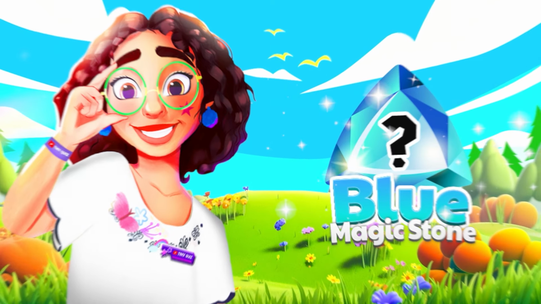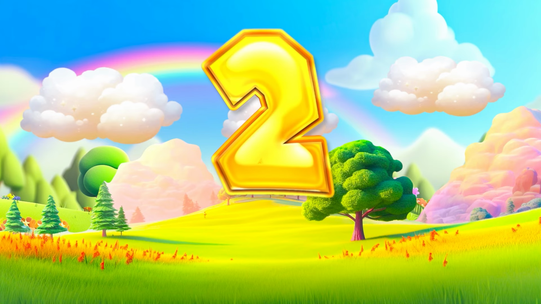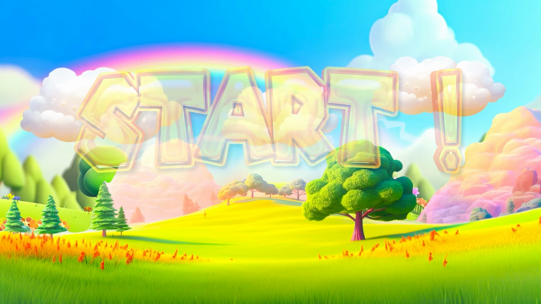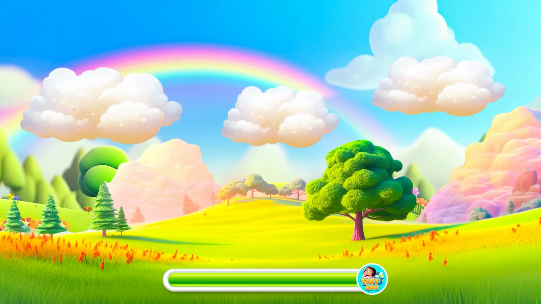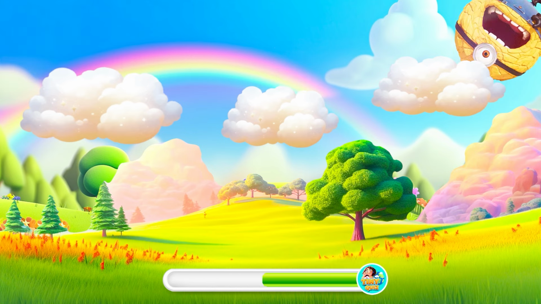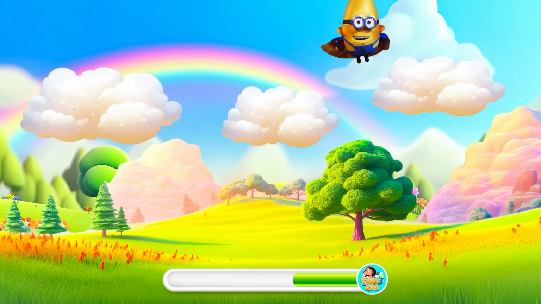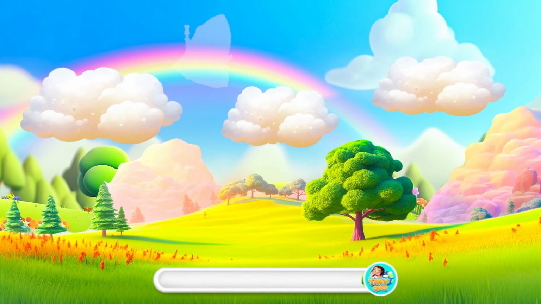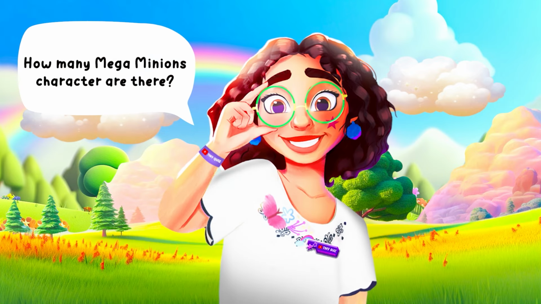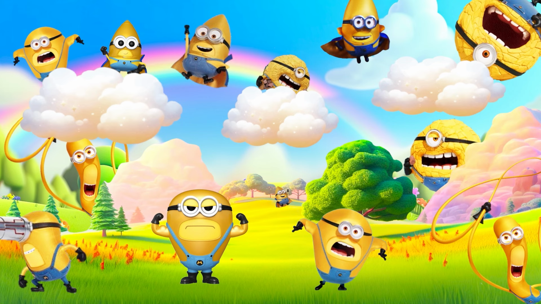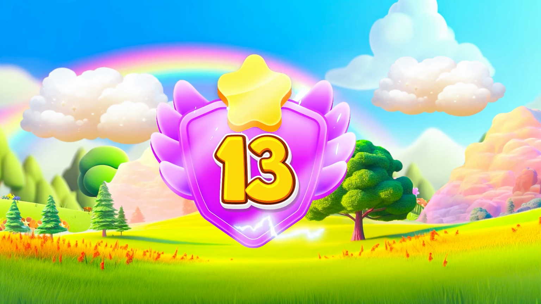Character counting game. Count how many minions appear. Mega minions, where are you? Show yourself so I can see you! Aha! The answer is 13 Mega Minions appeared!